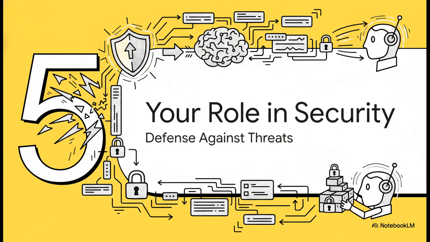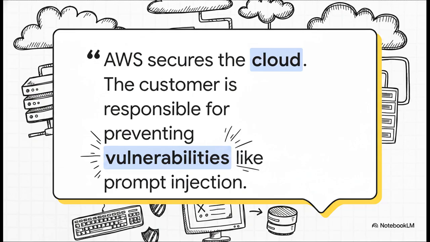Well, this is where your role as the application developer becomes absolutely 100% critical. And this is all summed up perfectly in the AWS shared responsibility model. It's pretty simple. AWS is responsible for securing the cloud itself, the hardware, the data centers, all that stuff. But you, the customer, you're responsible for securing what you build in the cloud. And that definitely includes preventing things like prompt injection.